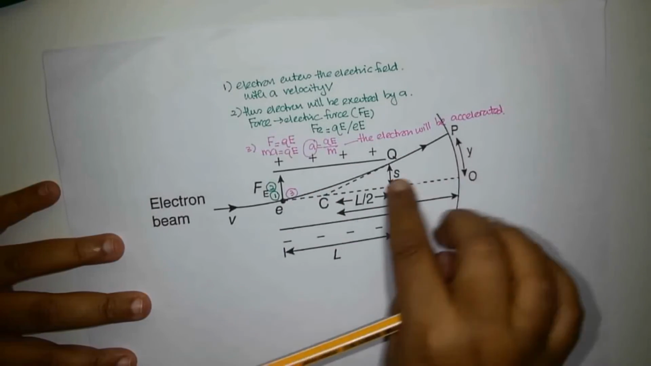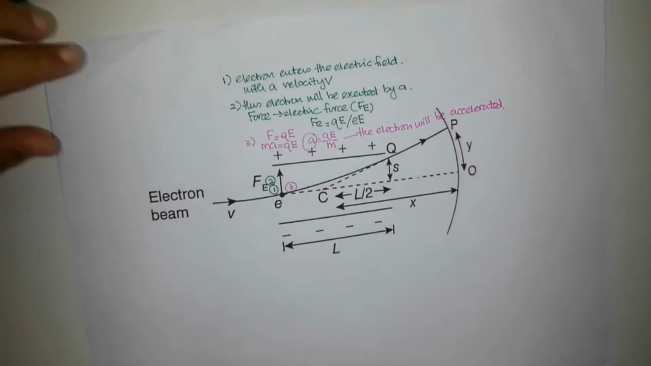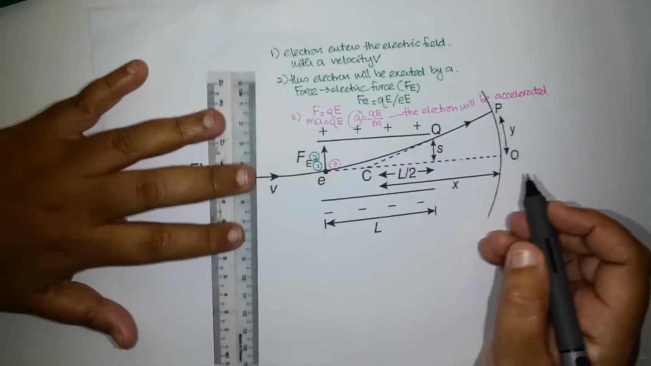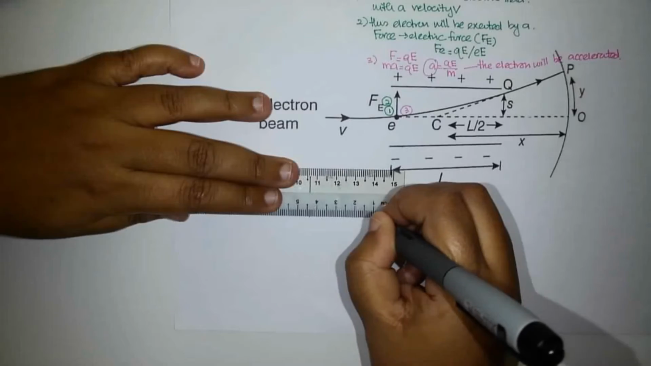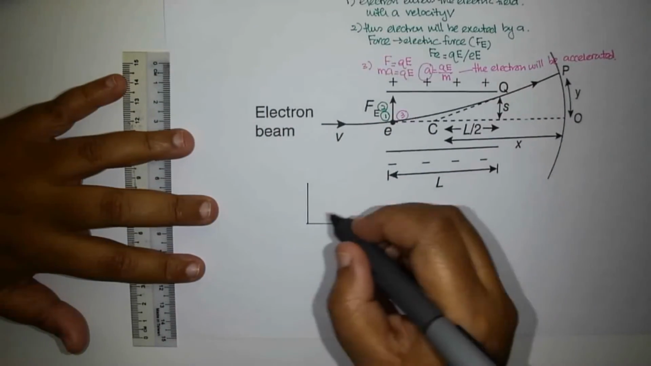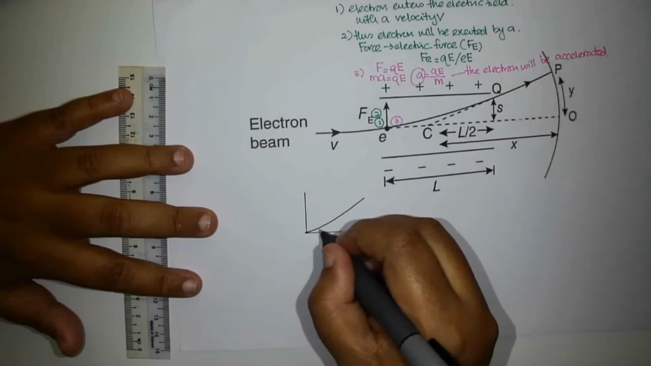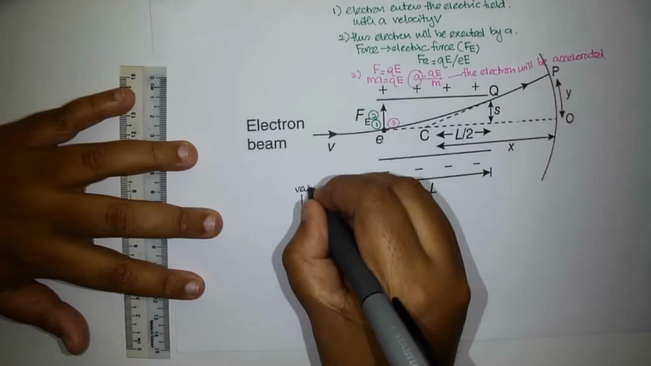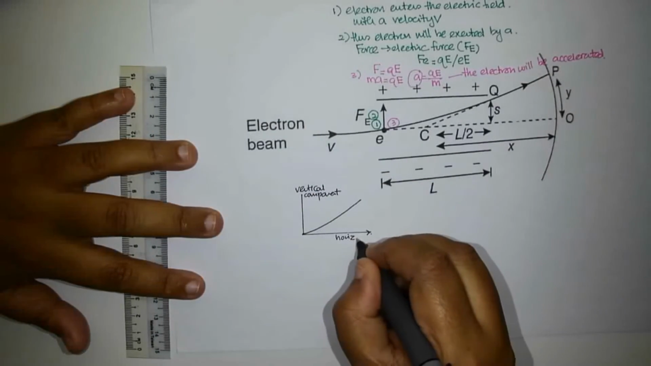Now let's talk about what happens when it follows a parabolic path. This is already a parabolic concept. If we start from here, I'm just going to draw here. This is the path of the motion. Here is the horizontal component, and this is the vertical component.